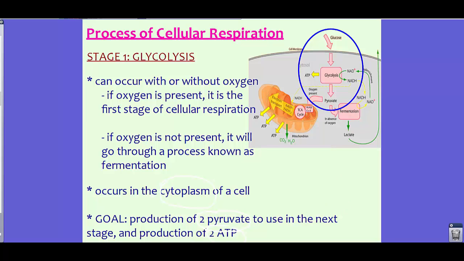Alrighty, so that's all you need to know for this process. Glycolysis happens in the cytoplasm. Its goal is to produce 2 pyruvate to use in the next stage and 2 ATP.